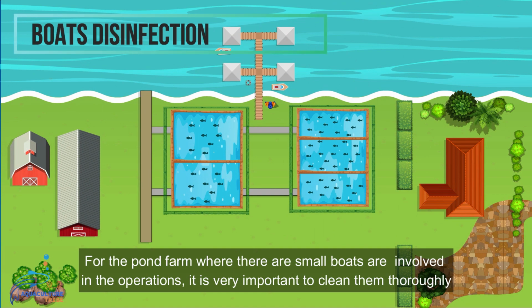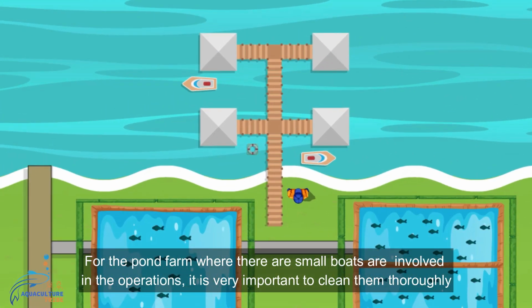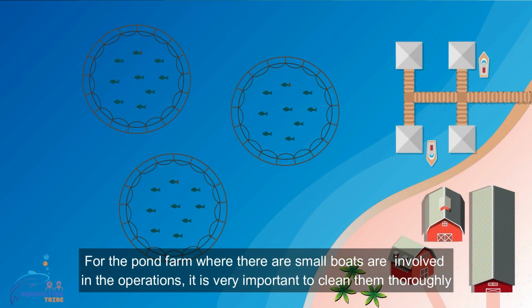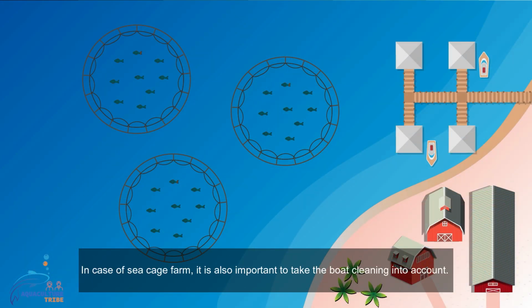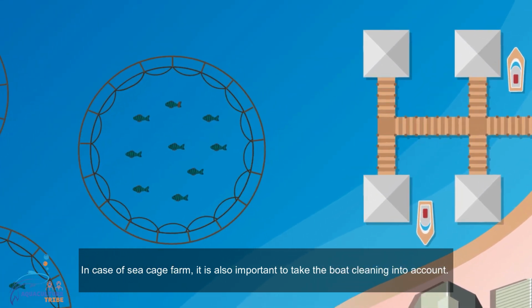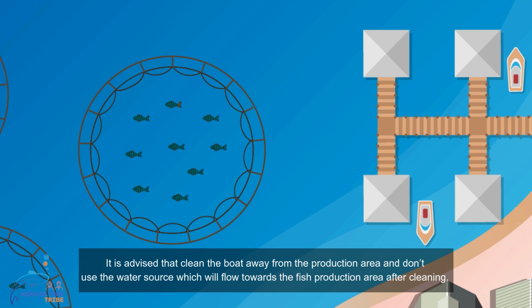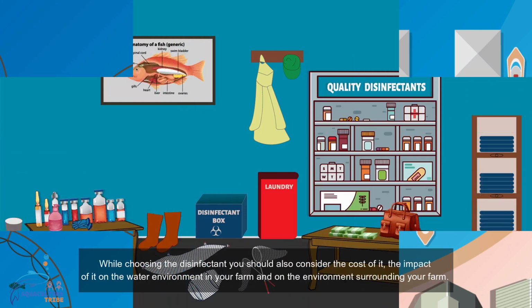For pond farms, where small boats are involved in the operations, it is very important to clean them thoroughly. In the case of sea cage farms, it is also important to take boat cleaning into account. It is advised to clean the boat away from the production area and not to use a water source which will flow towards the fish production area after cleaning.